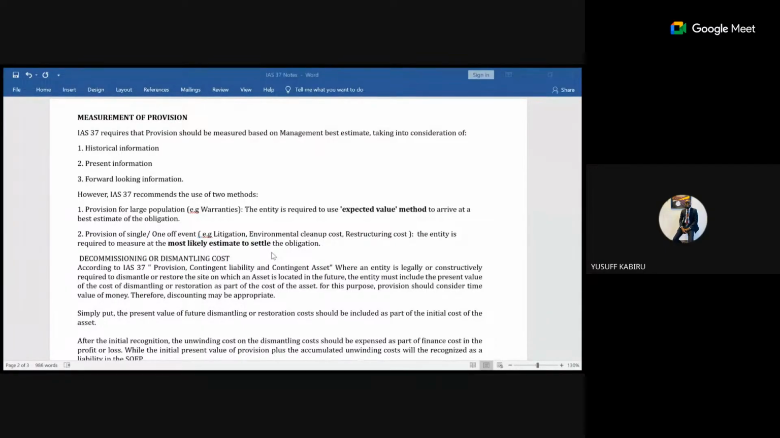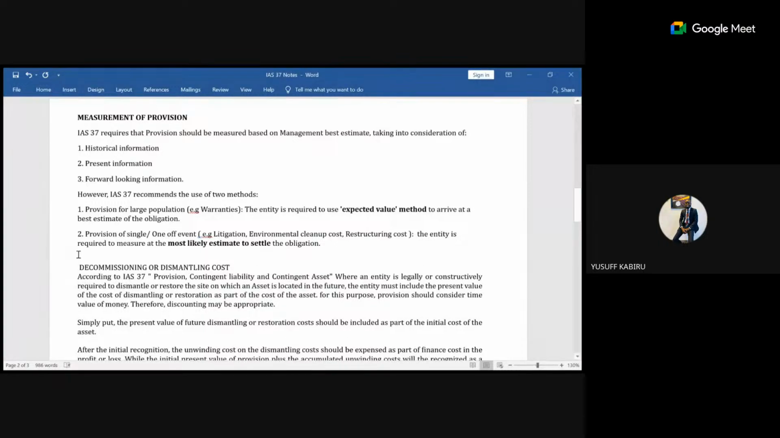So now we are going to be picking the provisions one after the other. The first one is decommissioning cost. We are going to discuss extensively on decommissioning cost and the required standard. So that's number one, decommissioning cost.